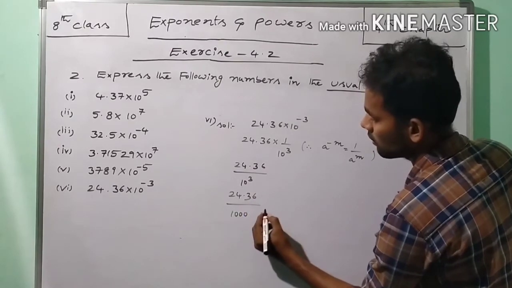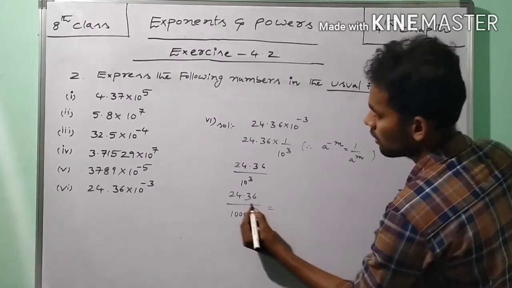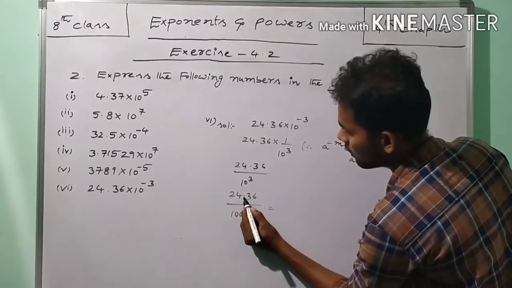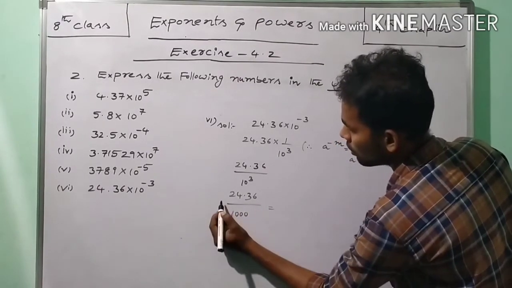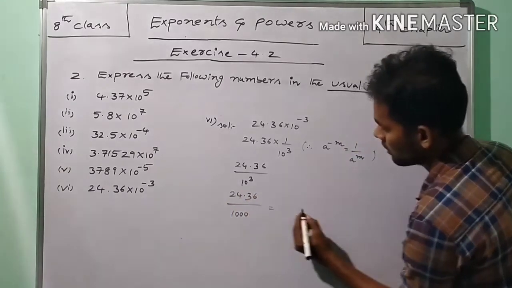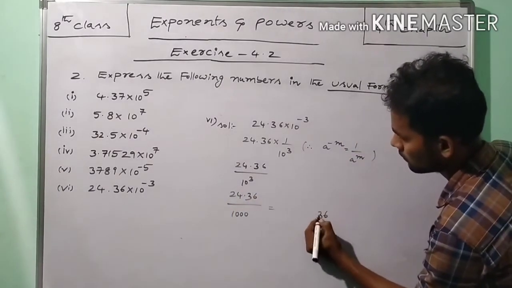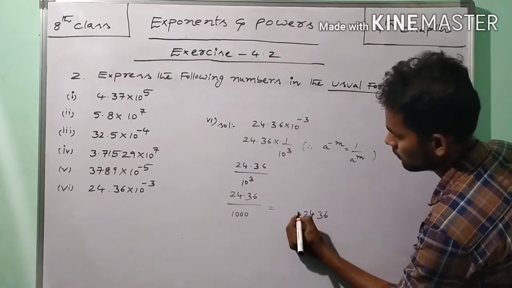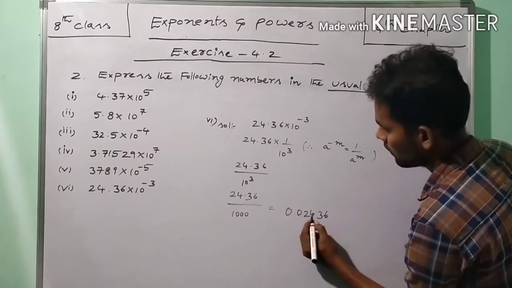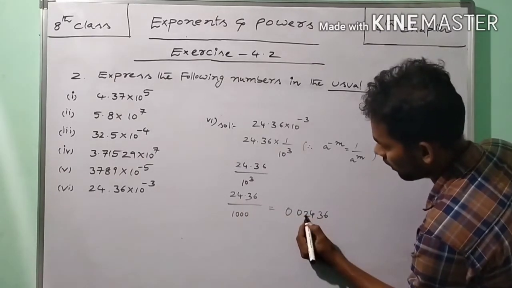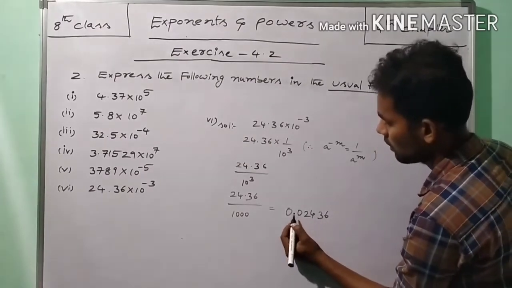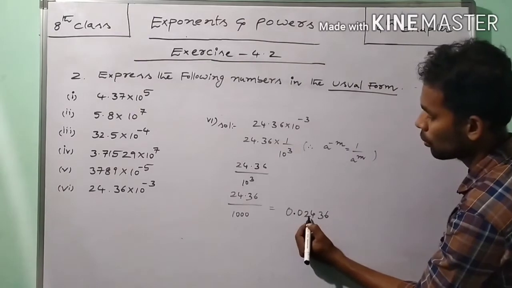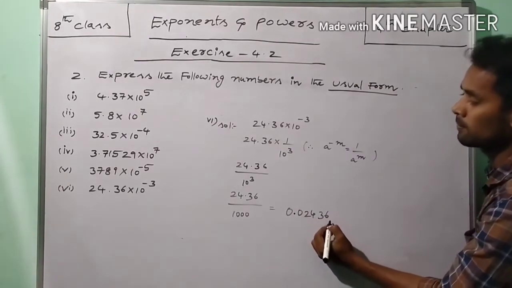24.36 by 1000. Decimal point here. Shift how many places towards the left side? 3 places: 1, 2, 3. That gives 0.02436.